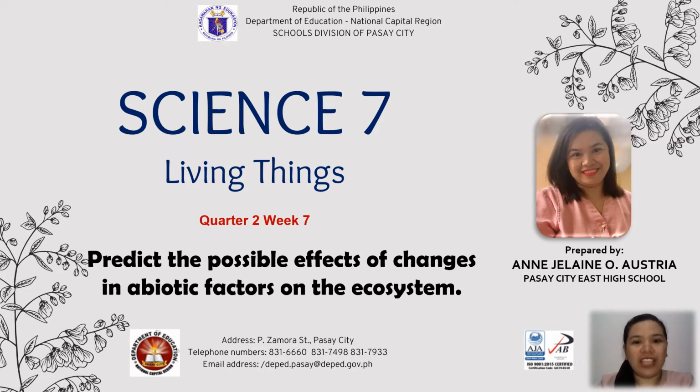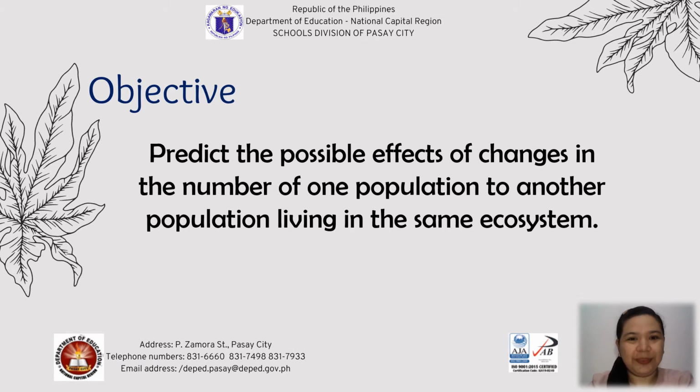Our most essential learning competency is to predict the possible effects of changes in abiotic factors on the ecosystem. Our objective for today is to predict the possible effects of changes in the number of one population to another population living in the same ecosystem.